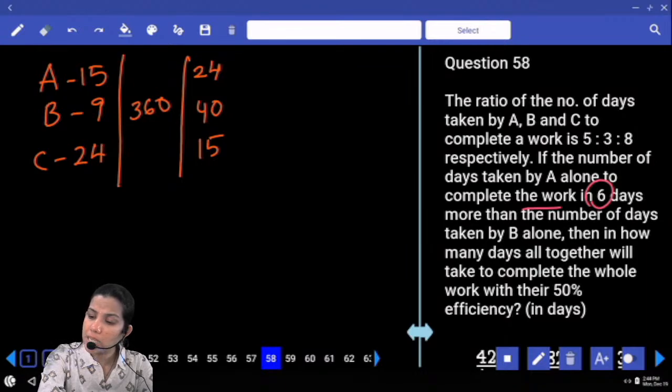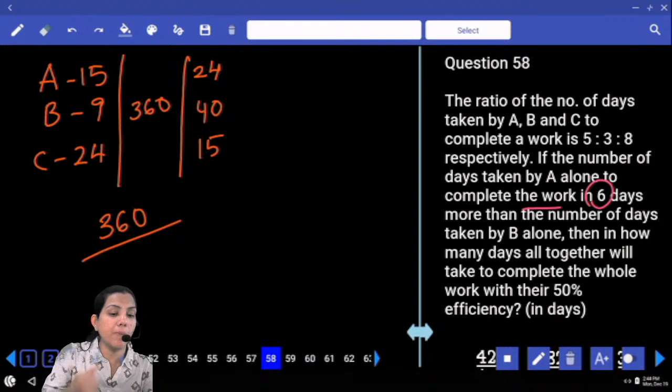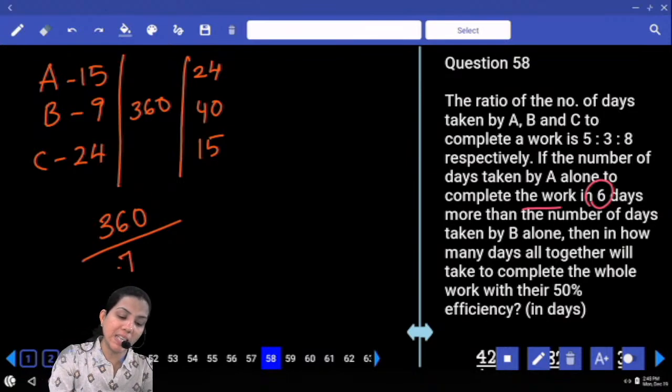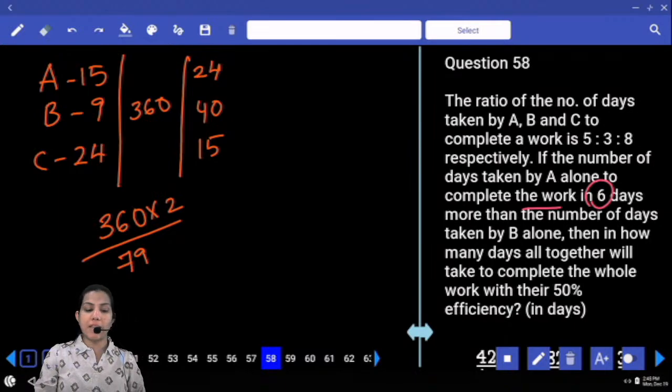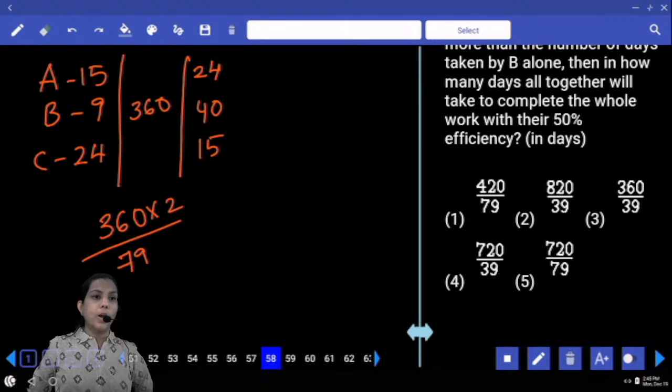And if the number of days taken by A is completed, then in how many days all together will they take to complete the whole work with their 50% efficiency? What is their total work? 360. What is all the 3 members' efficiency? 24, 40, 15, which means it is 79. Actually 79 is the original efficiency. But they are working with half of their efficiency. So it is 79 by 2. So what is my answer? 720 by 79 is the answer. 720 by 79, fifth option is the answer. All the 3 persons working with their 50% efficiency.